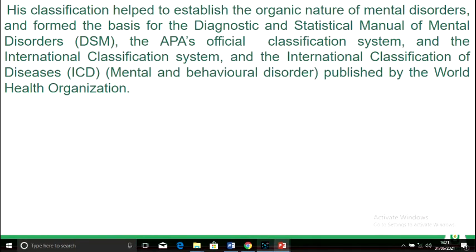Now, his classification helped to establish the organic nature of mental disorders and formed the basis for the Diagnostic and Statistical Manual of Mental Disorders, that is DSM. That is the APA's official classification system, and the international classification system, which is the International Classification of Diseases, ICD, Mental and Behavioral Disorder, published by the World Health Organization.